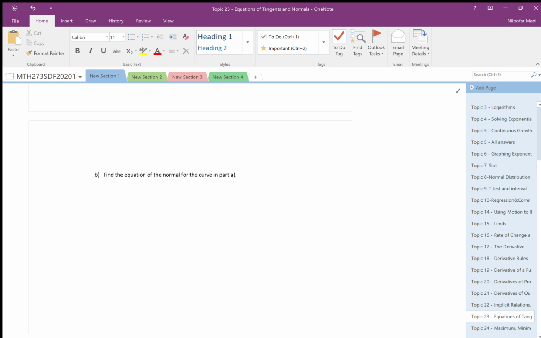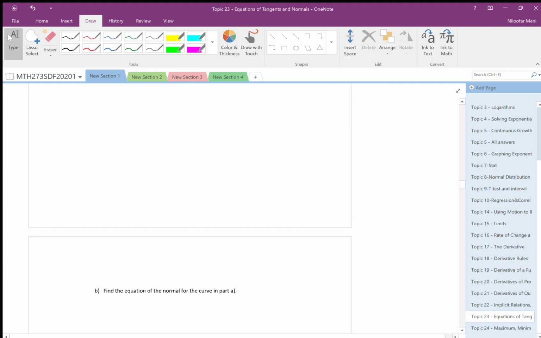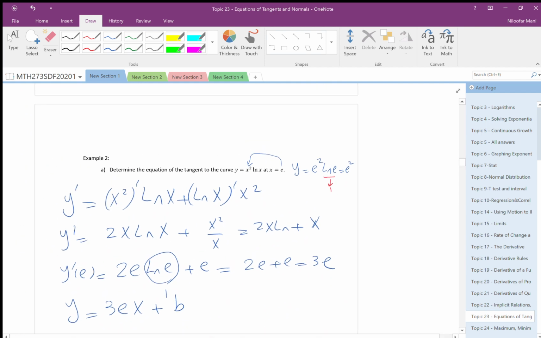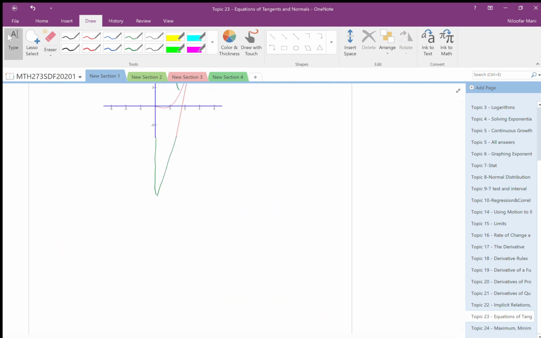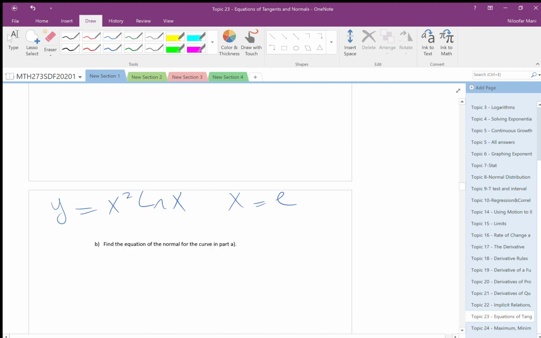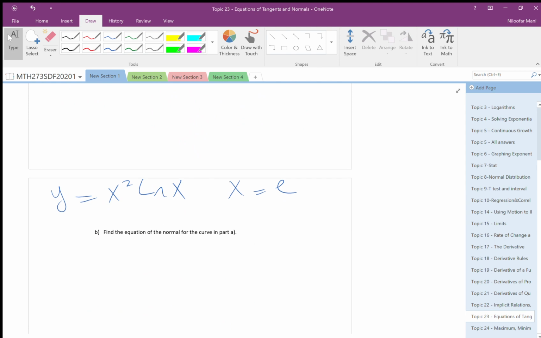Hi everyone, so I continue on the lesson here. Find the equation of normal line for this question. So what is the function? The function is x squared ln x. Okay, so I have y equal x squared ln x, and I have x equal e. That's my point, and I want to know the tangent line.